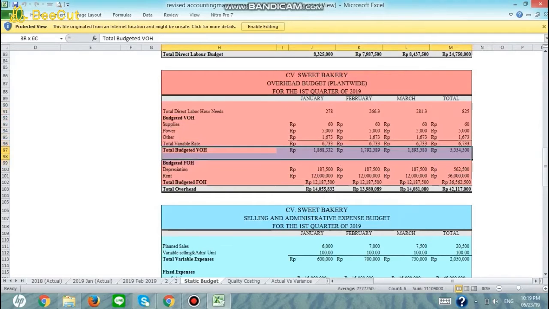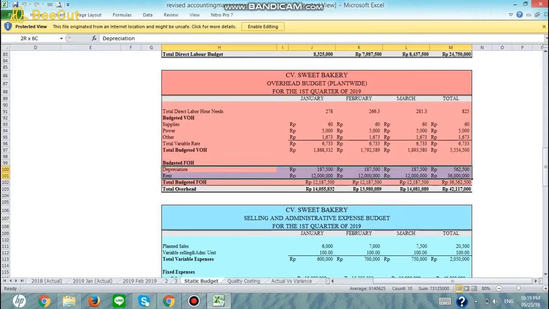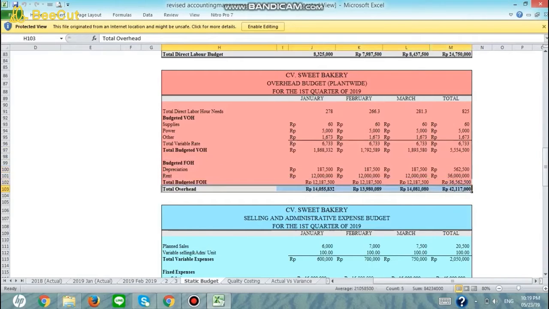After the calculation of the budgeted variable overhead, calculate the budgeted fixed overhead. Input the budgeted fixed overhead from the list in the information, and we will get the total budgeted fixed overhead. Add the total budgeted variable overhead and the budgeted fixed overhead, and we will get the total overhead budget.